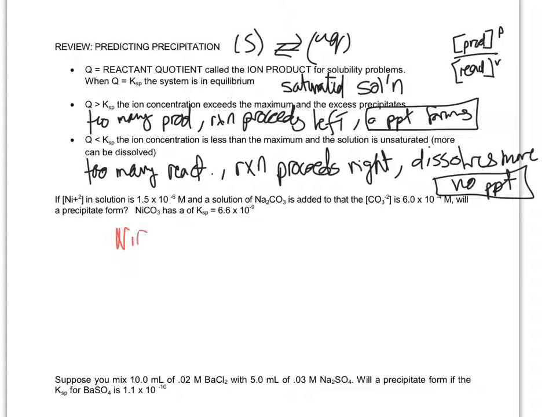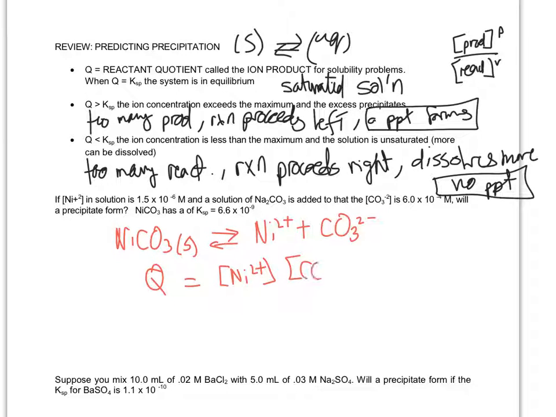So the second thing you want to do after you figure out that it's nickel carbonate is write out your dissociation equation for the nickel carbonate. And then your KSP expression. Or in this case, I would probably call it Q because we're trying to figure out where we are right now. So I'm going to call it Q. It is the concentration of the Ni2 plus times the concentration of the CO3 2 minus. And I'm going to calculate Q and compare it to my K or my KSP.